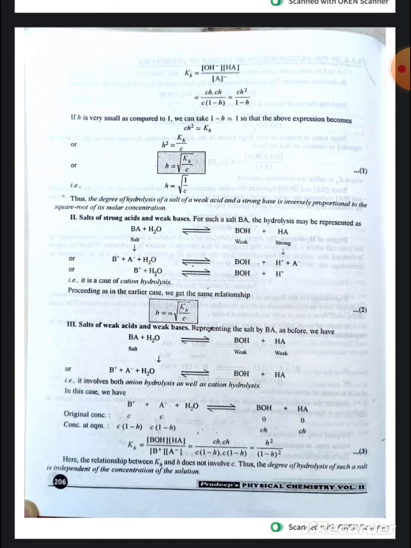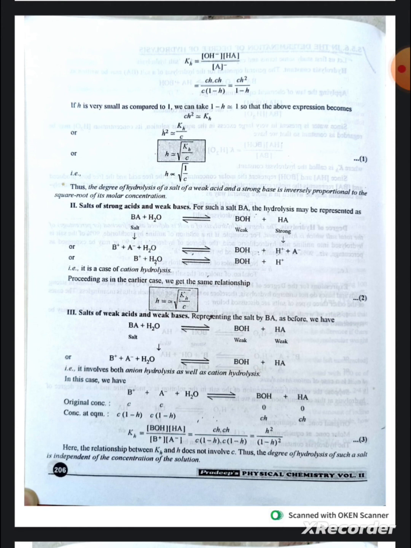If h is very small as compared to 1, we can take 1 minus h equivalent to 1, so that the above expression becomes ch² = Kh, and h = √(Kh/c). That is, h is inversely proportional to the square root of concentration. Thus, the degree of hydrolysis of a salt of a weak acid and a strong base is inversely proportional to the square root of its molar concentration.